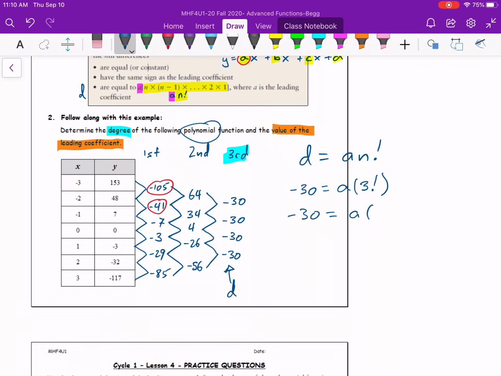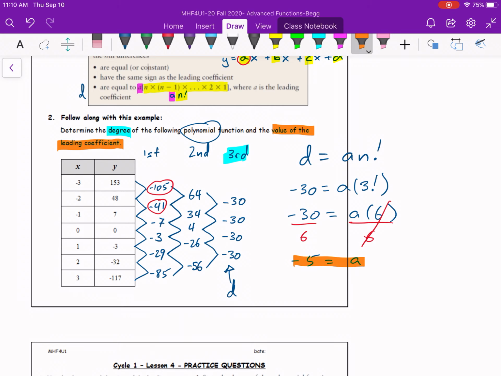So negative 30 equals A times 6, then I can divide each side by 6 to get rid of it on this side. And I get negative 5.